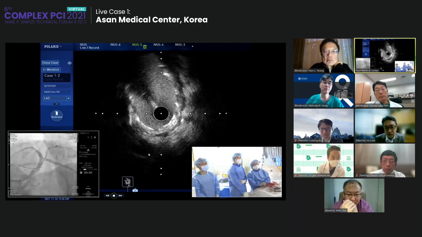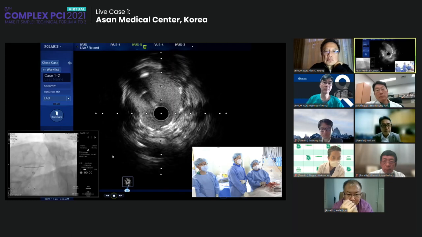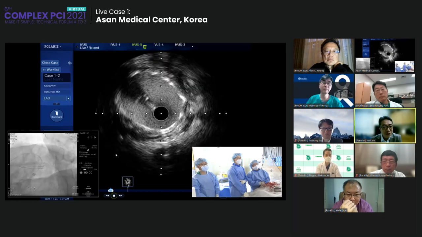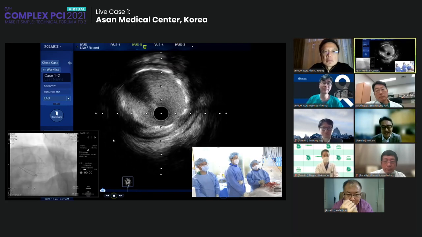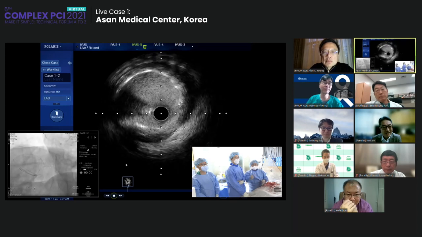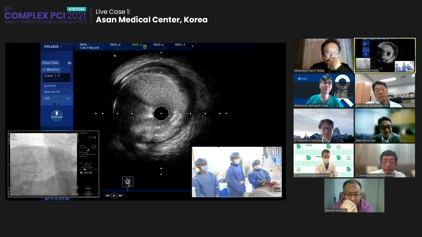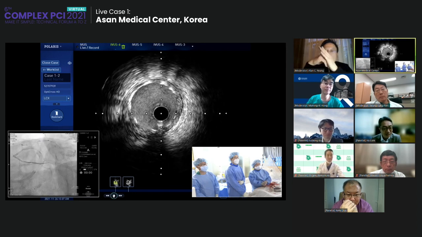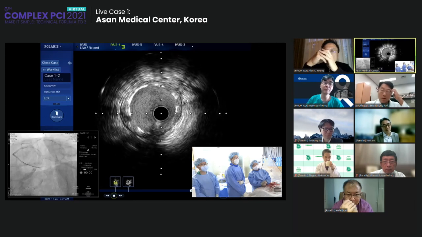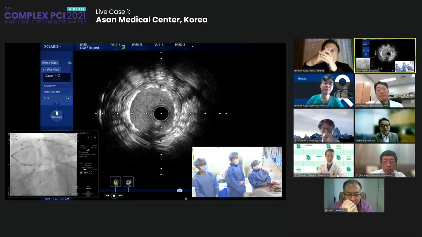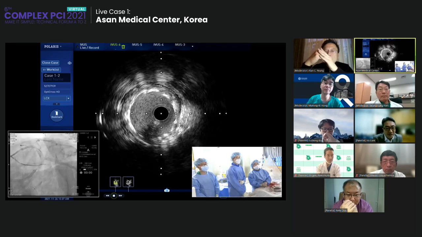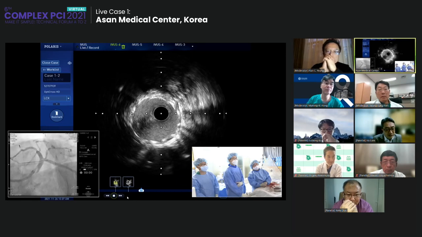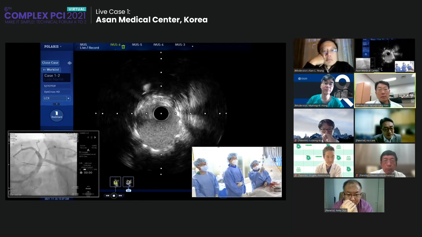So the circumflex is coming from the 12 o'clock. No strut. Excellent. You really make complex simple. Yes, the left main is very big. Could you show us the circumflex pullback? There is a small malapposed area at the very proximal stent, but very small acute malapposition, so I don't like additional ballooning. Here is the circumflex pullback. The circumflex lumen diameter is more than 3.0. The OM branch is coming from the 6 o'clock.